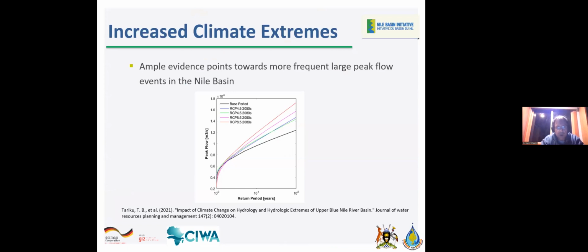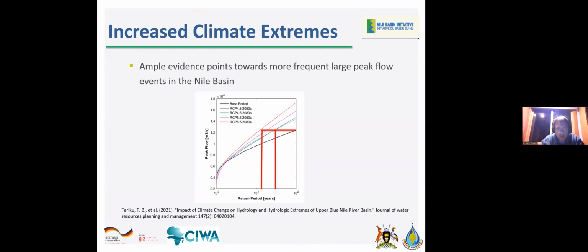Now, it's not a surprise through the literature that lots of evidence points towards more frequent, large peak flows in the Nile Basin. Dr. Gebrtsadik alluded to that as well. A lot of research has been done showing that we often don't know if there'll be more or less water, but we have a good sense that there could be large spikes or large peak flows.